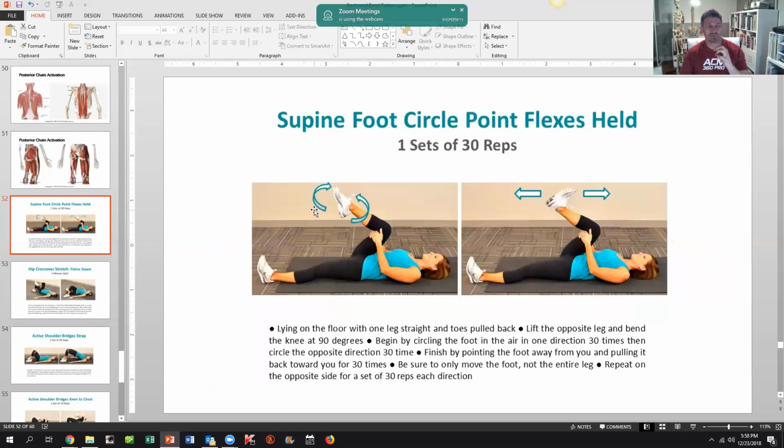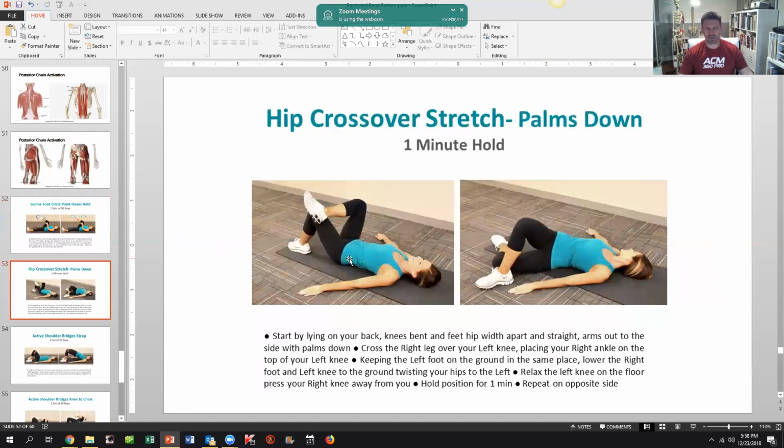Starting off with the foot circle point flexes, I'm looking at the separation of the hips. And I'm really focusing on hip flexion and hip extension at the same time, priming the movement and actually getting some primary hip flexor engaged here. But I'm also just using this as a way to prime the hip to get moving, separating the hip. And then I obviously go into an external rotation pattern.